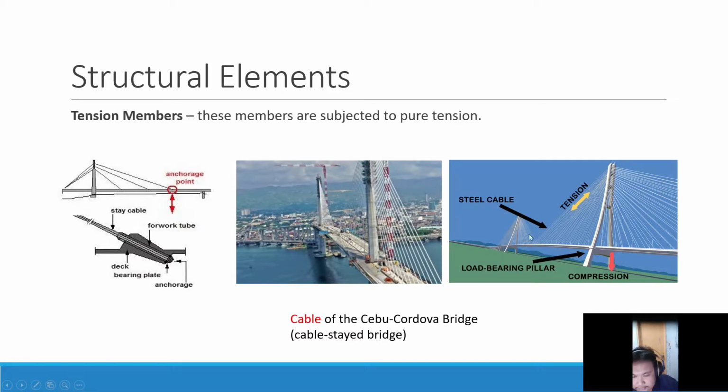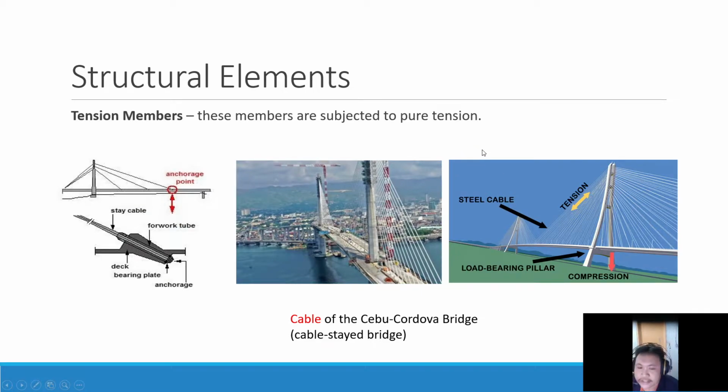So as you can see, tension for cables, so those are the tension members, and this tower is the compression one. This is the more detailed part. The cable here was embedded directly to the concrete bridge by a bearing plate and this anchorage. So it has many cables embedded. So the load of this concrete bridge is supported by these cables, which in turn are subjected to pure tension.